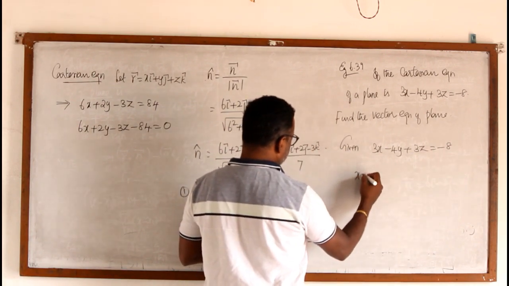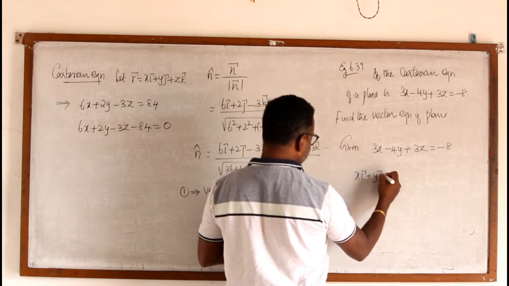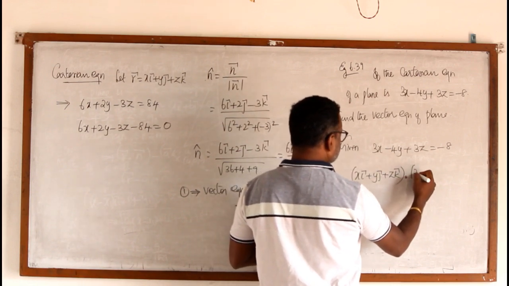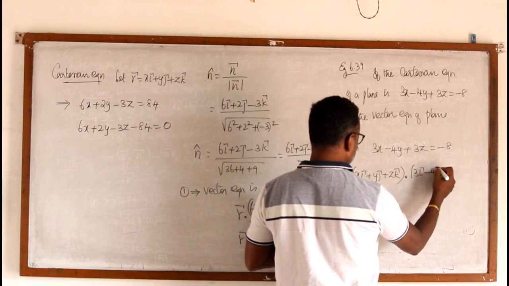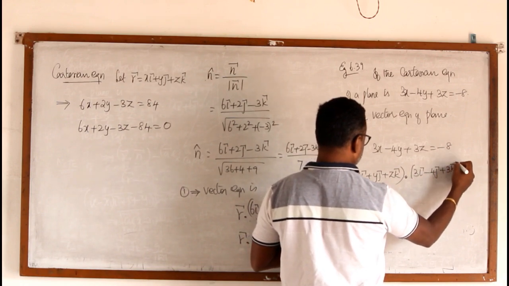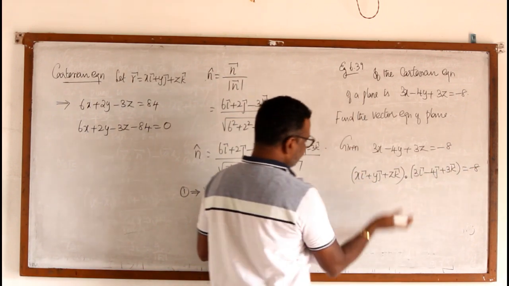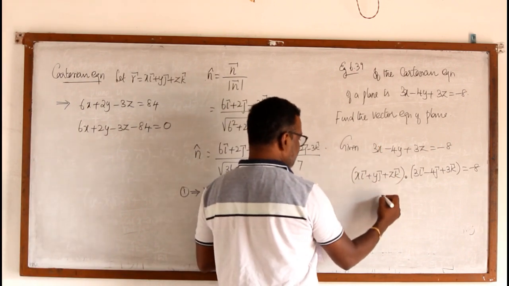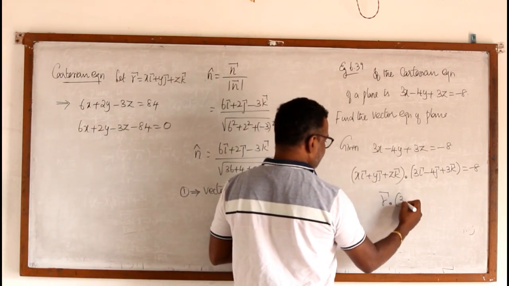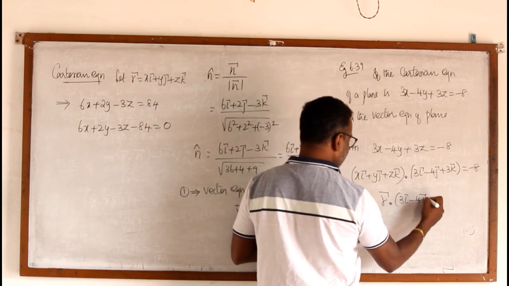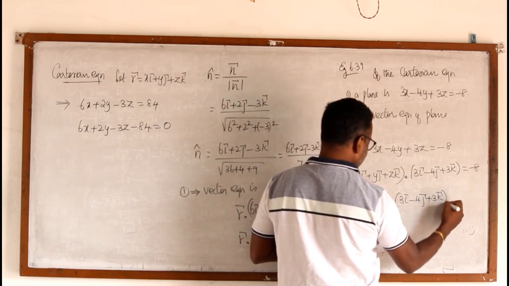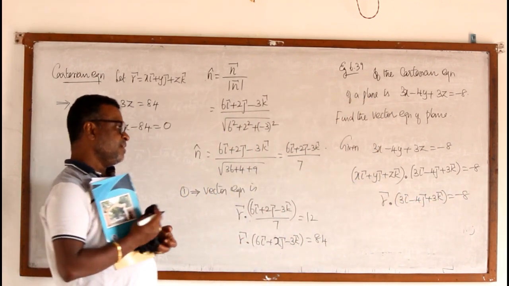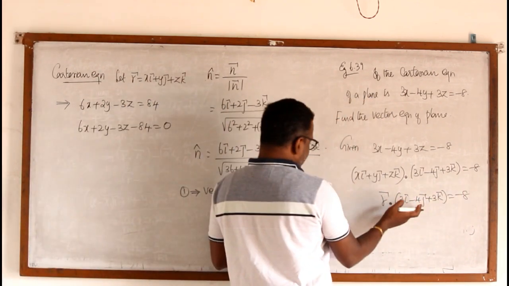Shall I split this one as xi plus yj plus zk dot 3i minus 4j plus 3k equal to minus 8? If it is of this form, then only I will get this format, isn't it? And we can keep this one as r vector dot 3i minus 4j plus 3k equal to minus 8. This is the vector equation.